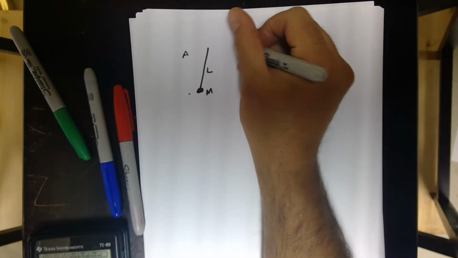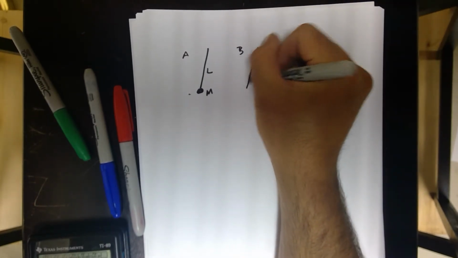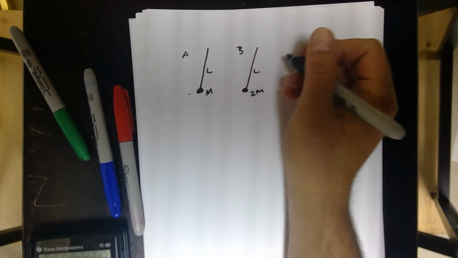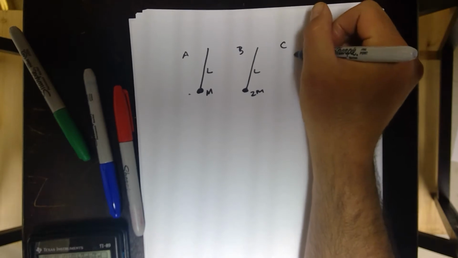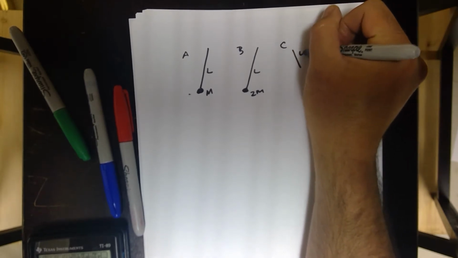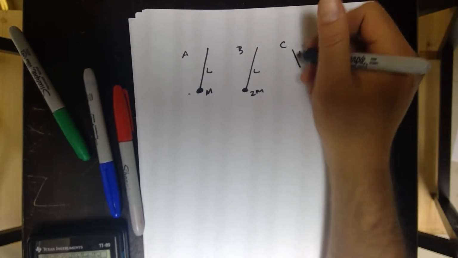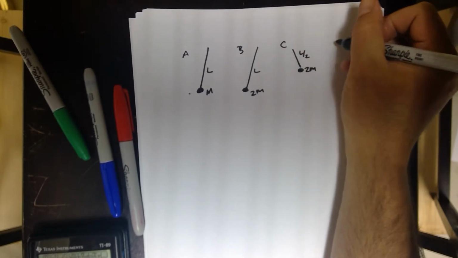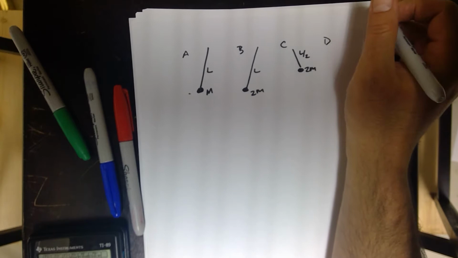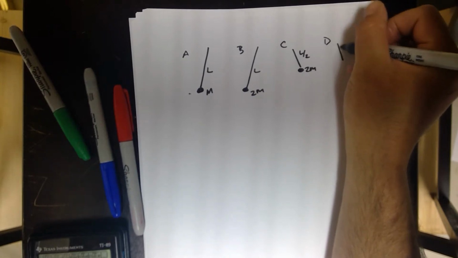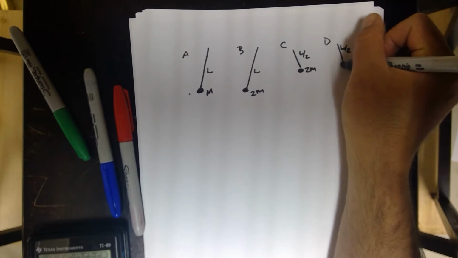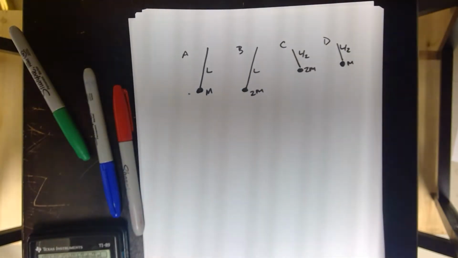The second option here, B, has the same length L, but we've attached a larger mass to it. And then C, you've got L over 2, half the length, but twice the mass relative to the first one. And then in D, you have L over 2 again, half the length, but the same mass as in reference to the first one. So there are your 4 options.